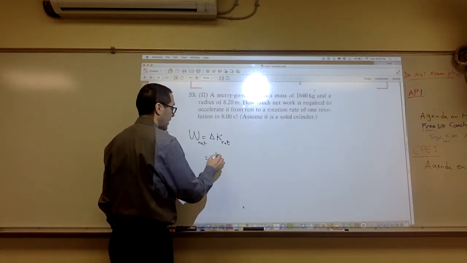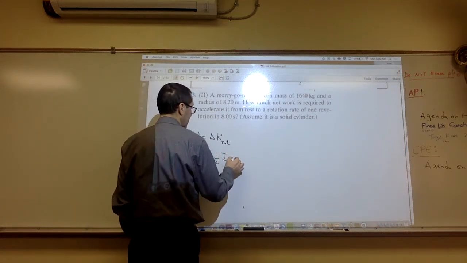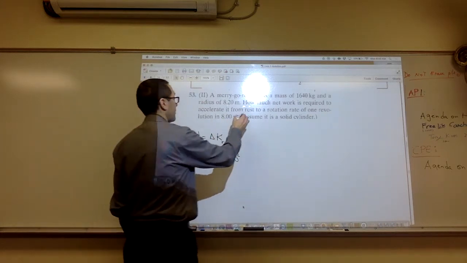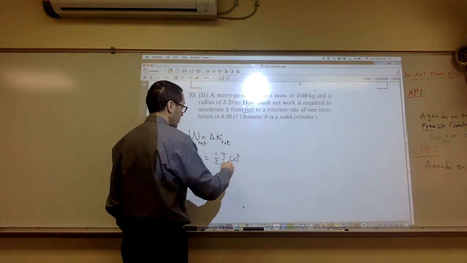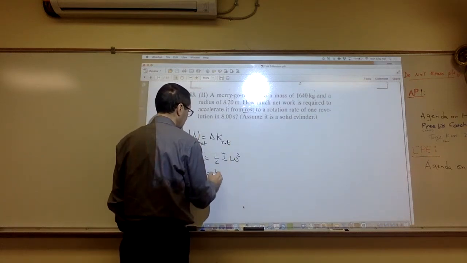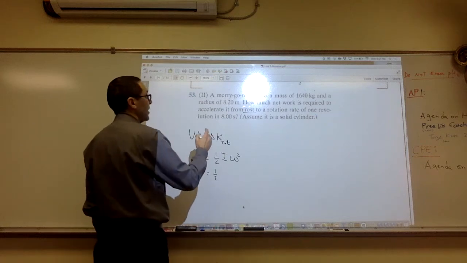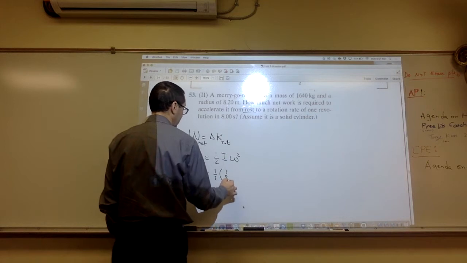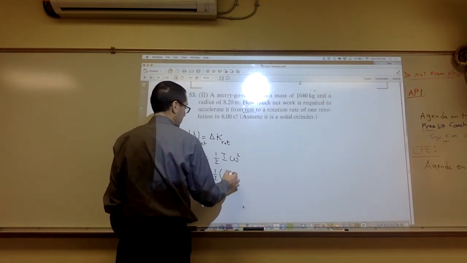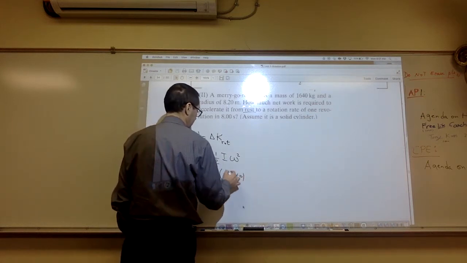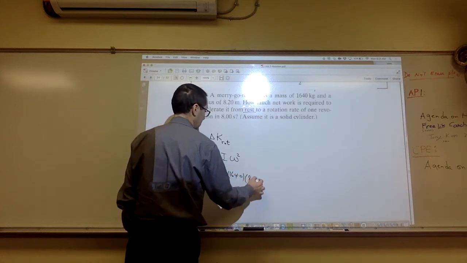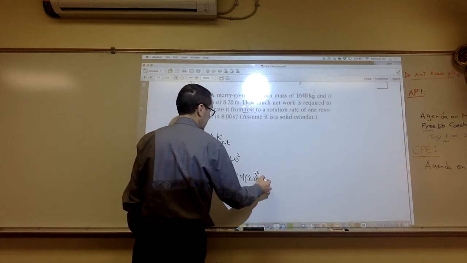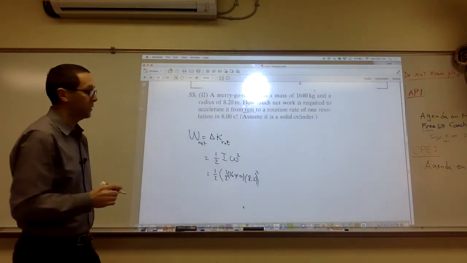So it's 1/2 I omega squared final minus omega initial squared, because it starts from rest. We're going to ignore the other term. So it's going to be 1/2. A merry-go-round, I think we can think of that as a disk. It's 1/2 m r squared, times omega. Now we have to find out what the omega is.